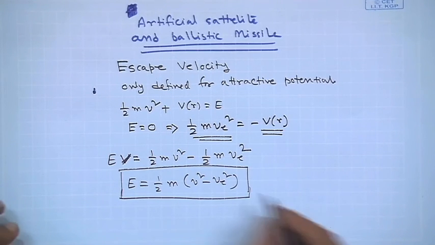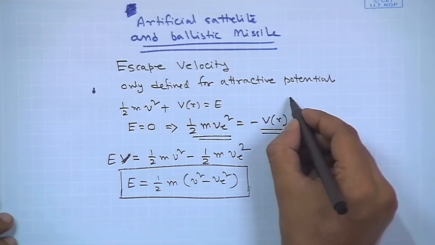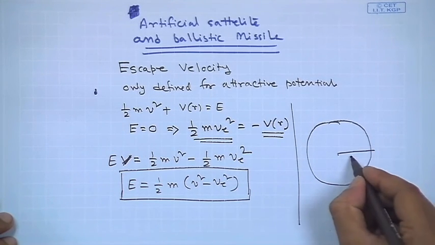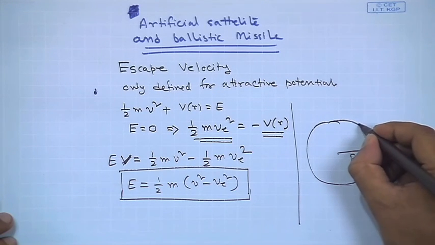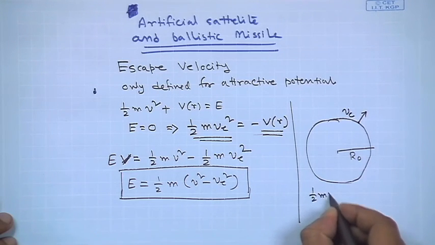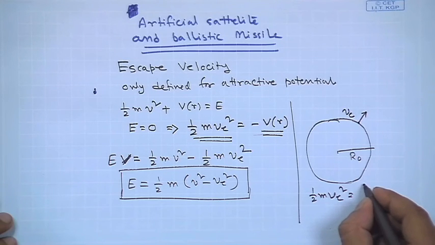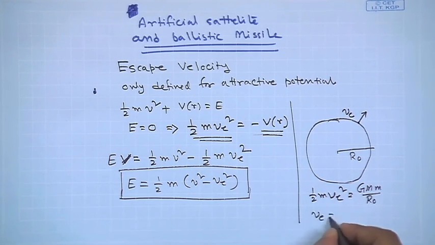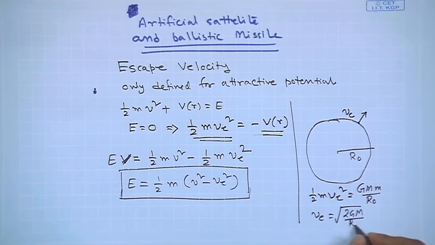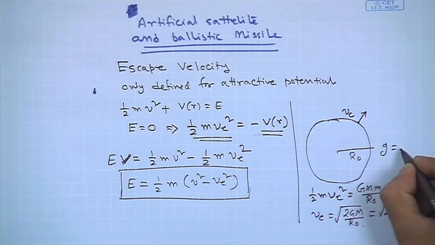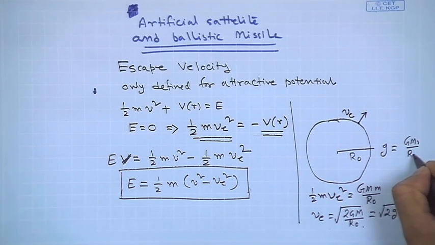Now, if we try to get an expression for the escape velocity, we can use this relation. From Earth's surface, for example, say this is the radius of my Earth, which is given as R0, and if we want to escape from this particular point with the velocity v e, then according to this relation, half m v e square is equal to minus V of r, which is given by G M m by R0. So, that gives you an expression for v e equal to root of 2 G M by R0, which is equivalent to writing root of 2 g R0, because g is equal to G M by R0 square.